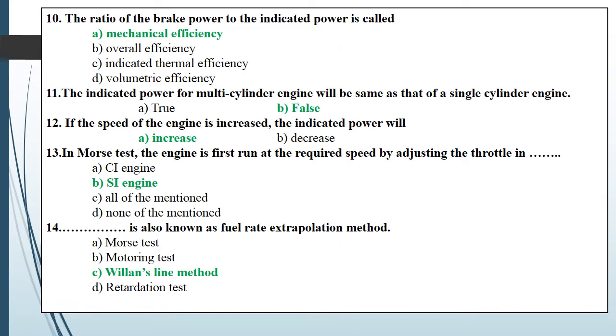Next, the ratio of brake power to indicated power is called: mechanical efficiency, overall efficiency, indicated thermal efficiency, volumetric efficiency. The answer is mechanical efficiency. Mechanical efficiency is a dimensionless number that measures the effectiveness of a machine in transforming the power input to the device into power output. So the ratio of brake power to indicated power is called mechanical efficiency.